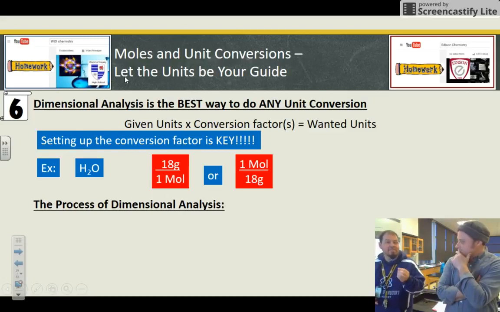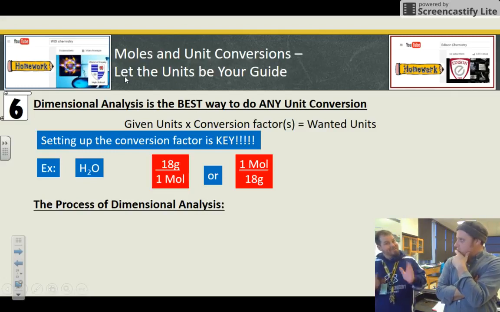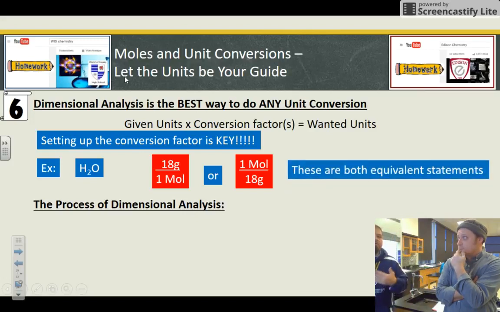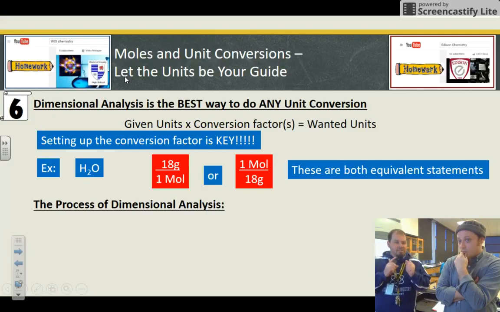Right, because 18 grams equals 1 mole. Anything divided by itself is 1. So 1 mole divided by 18 grams, well, it's something divided by itself. So it's 1. So it works out mathematically. These are both equivalent statements. What we need to learn to do is not only calculate that 18 grams per mole, but now learn which one of these particular fractions to insert in there to get what we want to get.